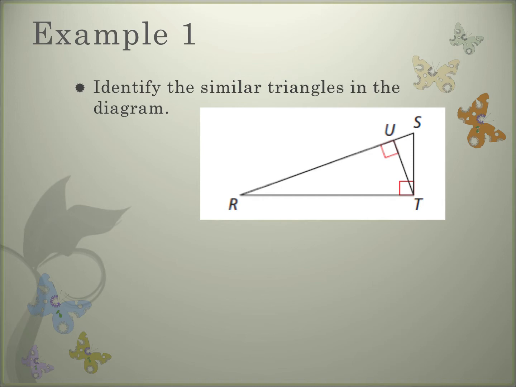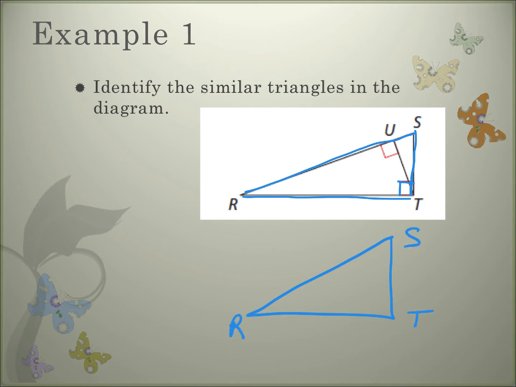So it wants me to identify the similar triangles in the diagram, so it wants me to write a similarity statement. So I'm going to go ahead and outline the original in blue. The original's right angle is right here. So SR or RS is my hypotenuse here. So I'm going to try to draw them all in the same orientation. So this is the original.